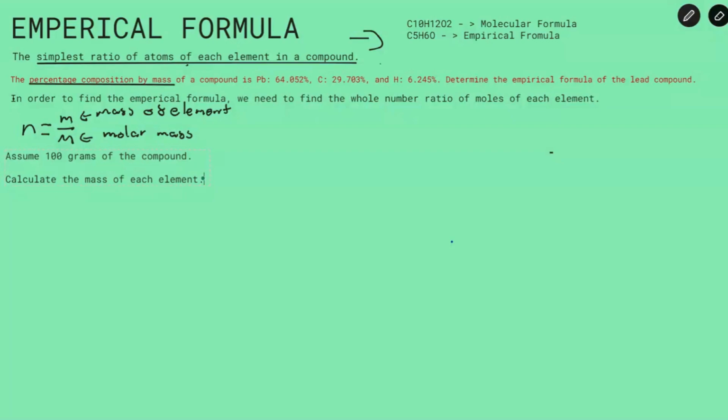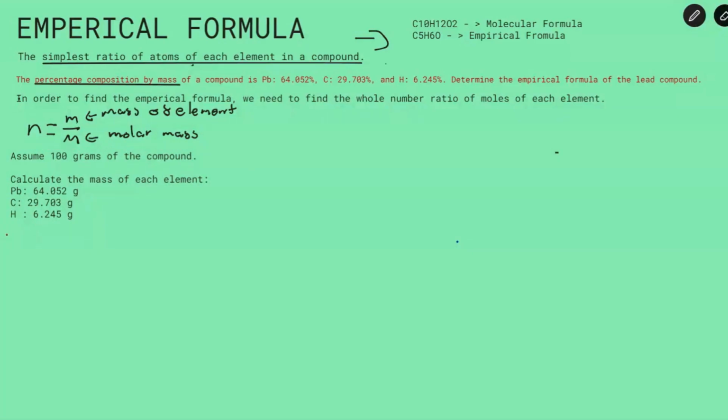For lead, we'll get 64.052 grams. For carbon, we would get 29.703 grams. And for hydrogen, we would get 6.245 grams. Now, we have the mass, we have the molar mass, so now we can find the number of moles. So, let's do that.